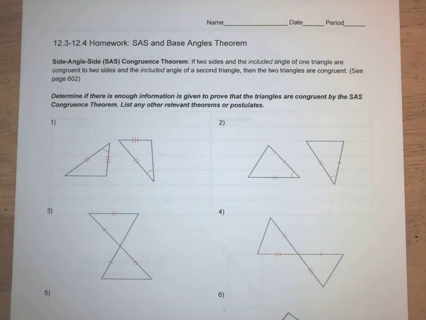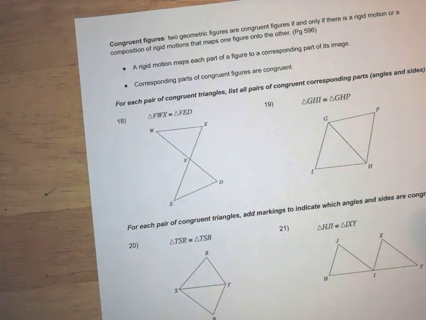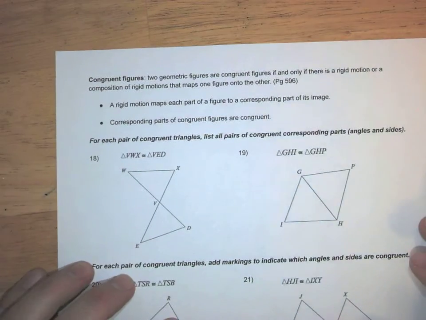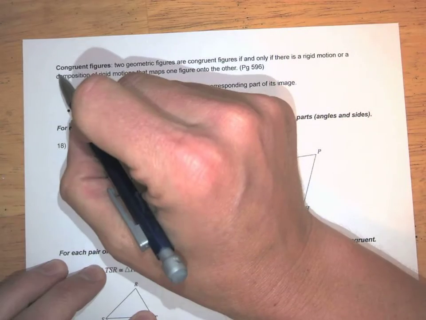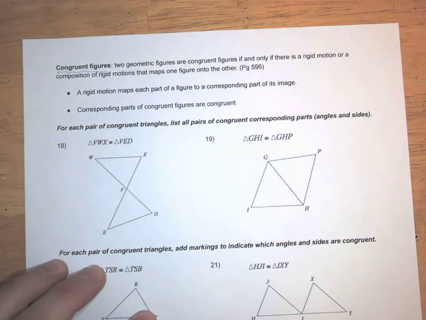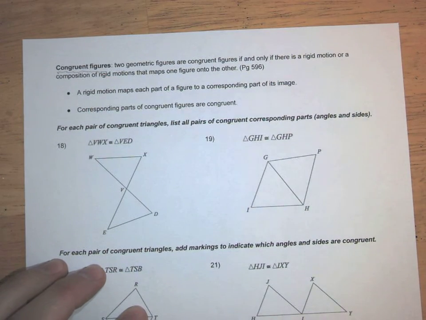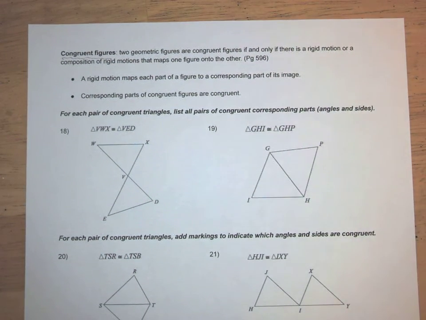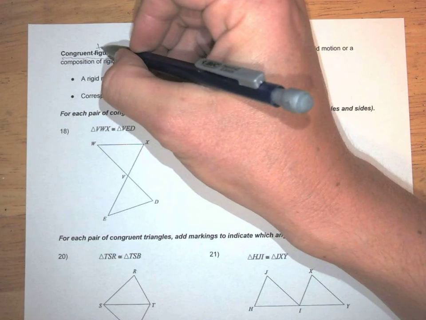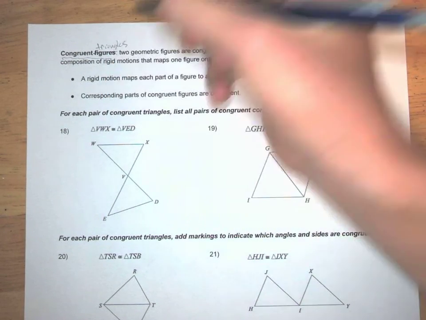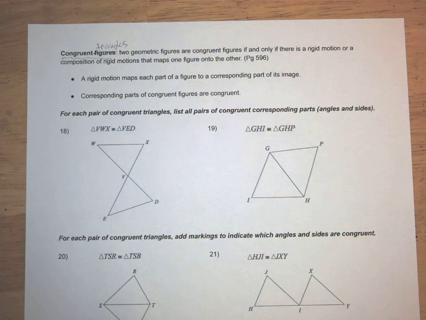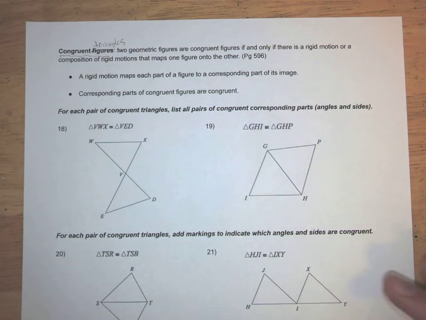Okay, so let's go back to the last page of the previous assignment, which has some important information that we need to know. The first thing is congruent figures. Now we're specifically going to be dealing with triangles a lot in this section, so I'm going to change this to congruent triangles. A figure can be a circle, or a quadrilateral, or a different shape. We're going to keep our discussion to triangles here.